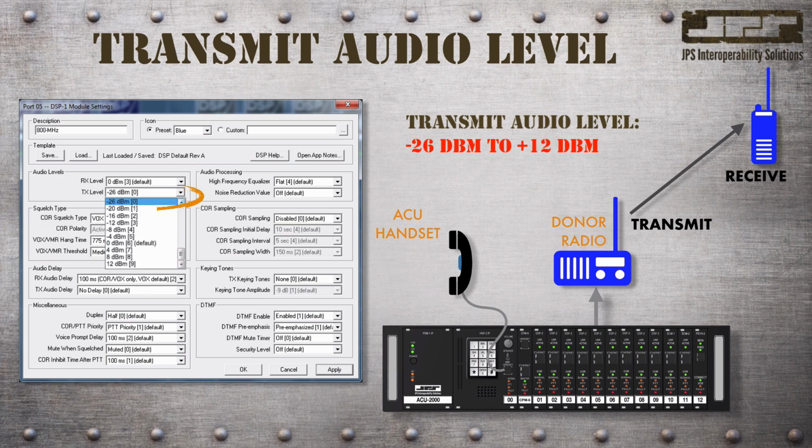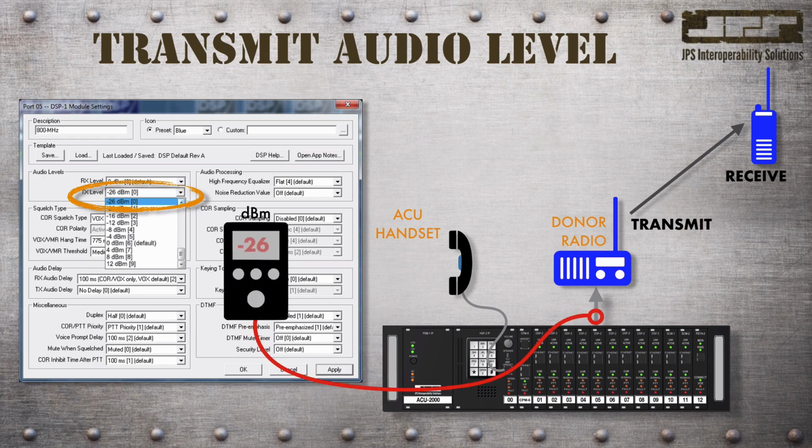If we were to select -26 dBm from the TX audio level pull-down menu and then connect an audio power meter to the transmit output of the ACU, the meter should measure -26 dBm. This is the transmit audio power level to be delivered to the donor radio. And in this case, the modulation will be minimal and the audio heard at the field radio will probably be undermodulated and very faint. Again, the value selected in the TX audio level pull-down menu is the audio level that's delivered to the donor radio.